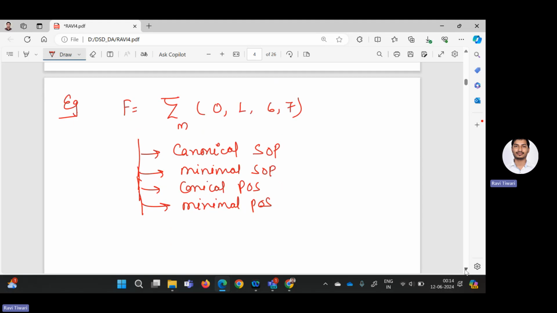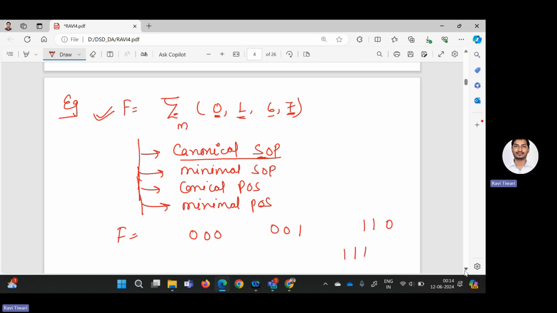So to write down the canonical SOP is very easy because the sum of product form is already given to us. We know that this expression is the sum of product, right? So this is 0. How can we represent it in 3 bits? Because 7 is the largest number that we can implement using 3 bits. So 0 can be written as 0, 0, 0. 1 can be written as 0, 0, 1. 6 can be written as 1, 1, 0. And 7 can be written as 1, 1, 1.